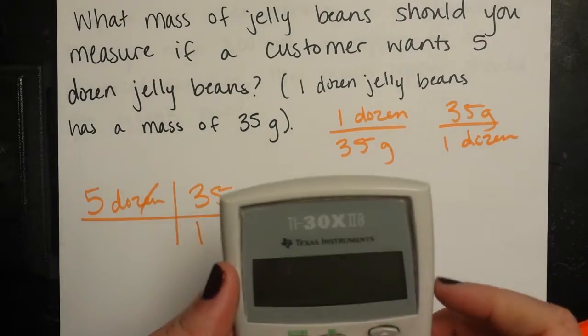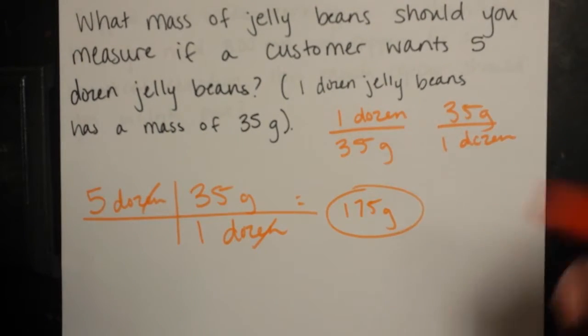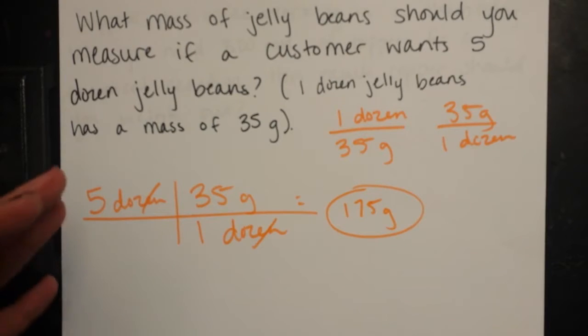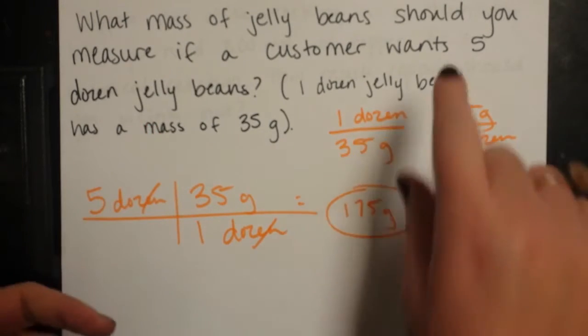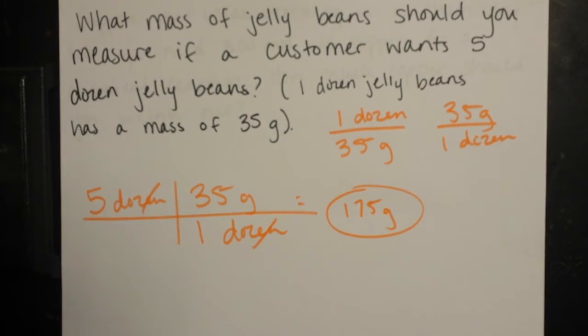So if you had a balance right there, you wouldn't have to count out 1, 2, 3, 4, 5, 6, 7, 8, and so on. Instead, you could just put jelly beans on the balance until you see this mass, and that should mean that you have exactly 5 dozen jelly beans.